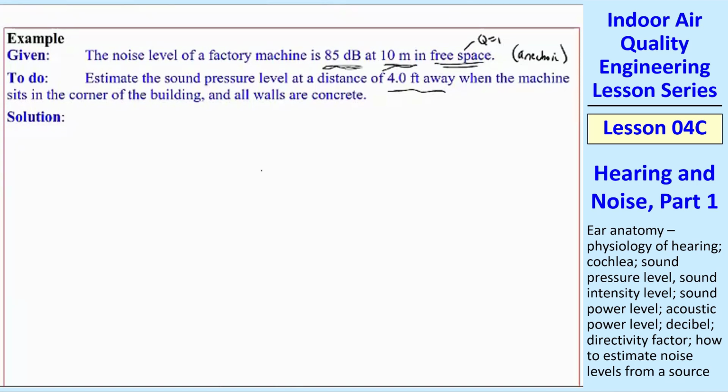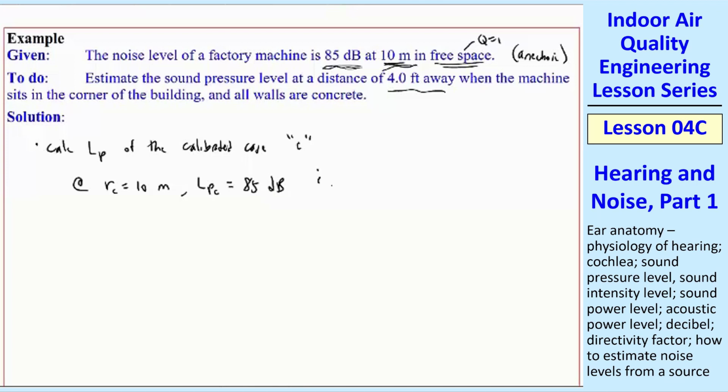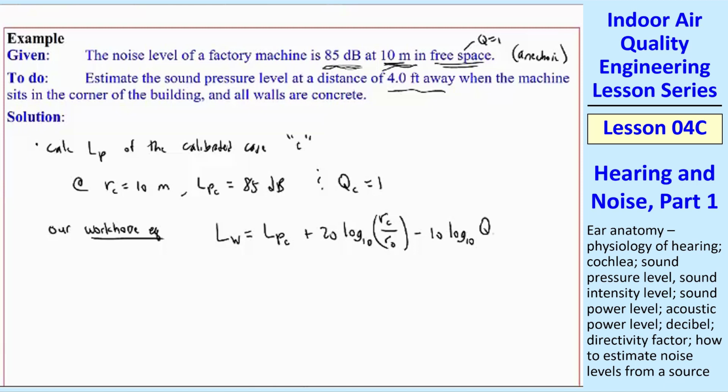Let's first calculate LP of the calibrated case, and we'll use a subscript C for calibrated. At RC equal 10 meters, we know that LPC is equal to 85 dB, and QC, since it's free space, QC is equal to 1. So using our workhorse equation, LW is LPC plus 20 log10 of R, which is RC over R0, minus 10 log10 QC plus 11.0. And let's call that equation 1.